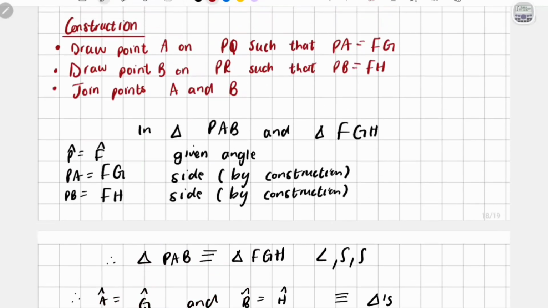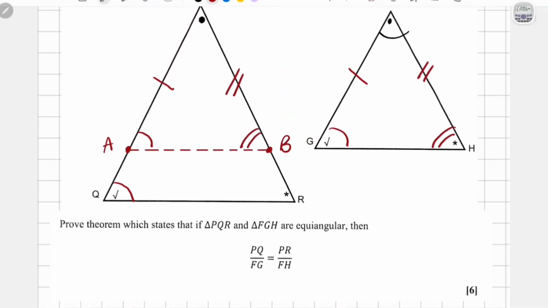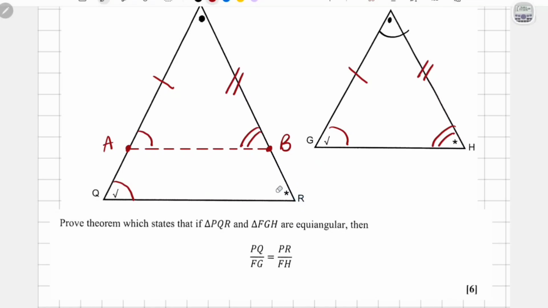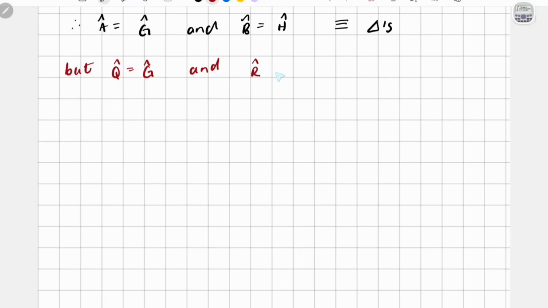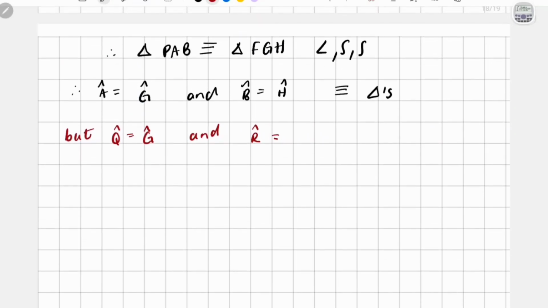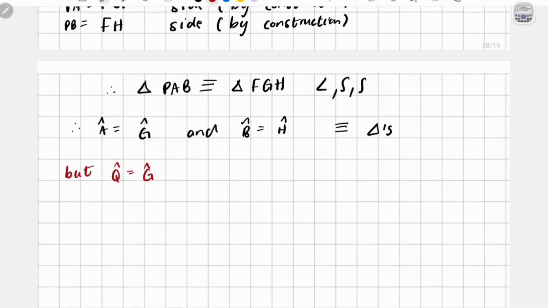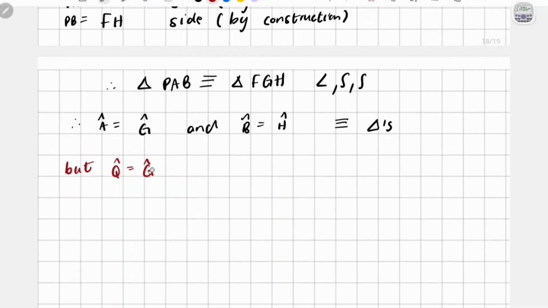And I also mentioned the other one. It's not really necessary; you can focus on just one. So angle R is equal to angle H. We don't actually have to focus on both of them. One angle just has to be equal like that. So I'm not going to focus too much on that. I know that angle Q is equal to angle G.